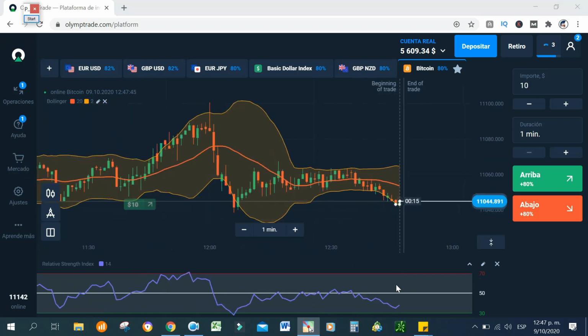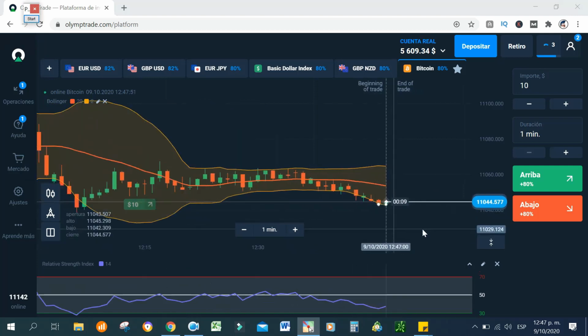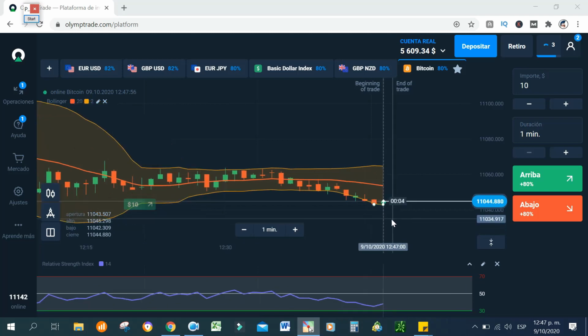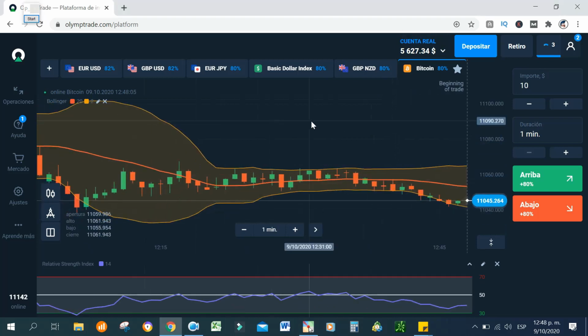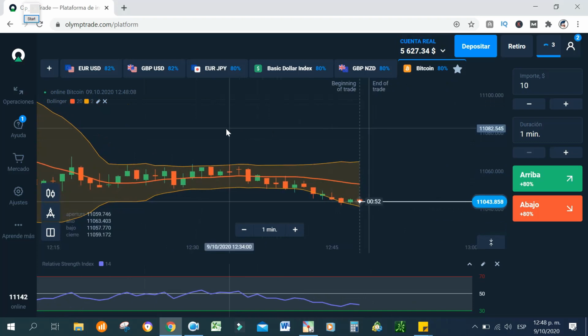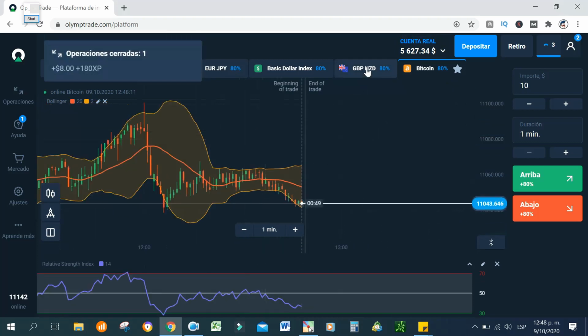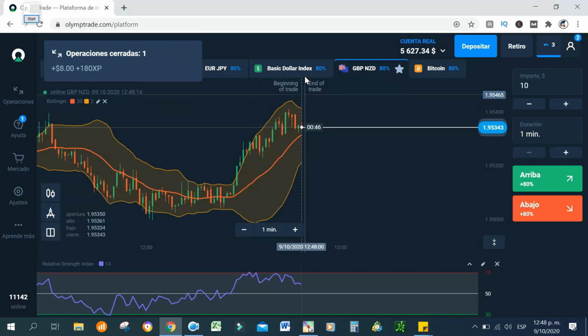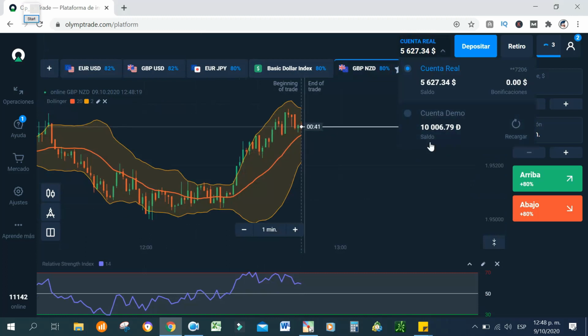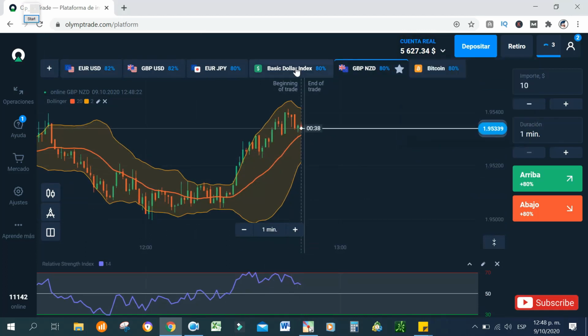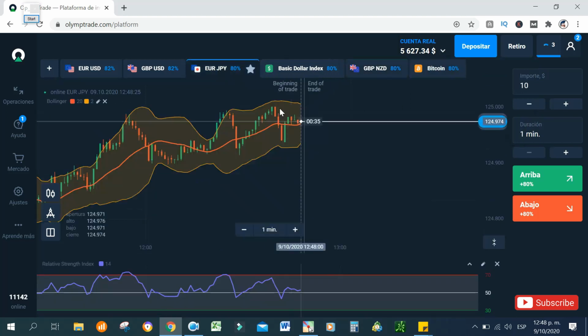We also have the RSI moving up, so it's a good signal. We can win this one. And yes, we won this one too, guys. So guys, as you can see, the strategy is very simple. You can also apply it for yourself, but I recommend you to practice first. You need to open a demo account, as I also opened a demo account before I started trading real money.